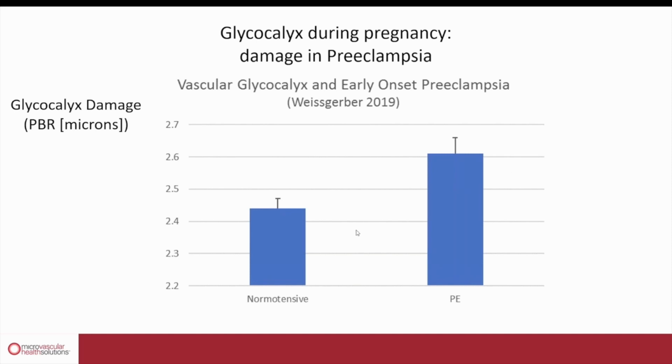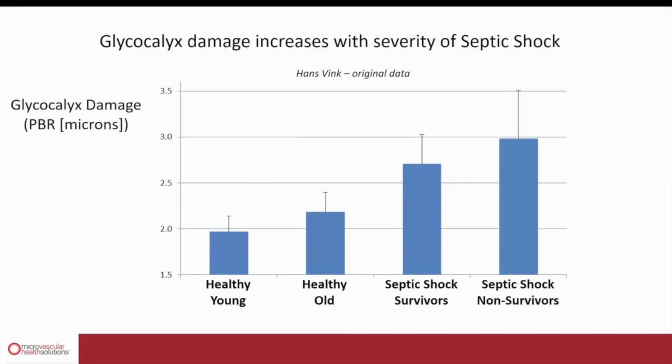And again, we show that people with preeclampsia, pregnant women with preeclampsia, show a significant increase in glycocalyx damage in the microvasculature. But the biggest levels of glycocalyx damage we find again in the ICU in people with sepsis or people with COVID-19, as we'll show you in a few more slides. So compared with young healthy controls, we see that critically ill patients in the ICU can have up to a micron more glycocalyx damage in the microvasculature.